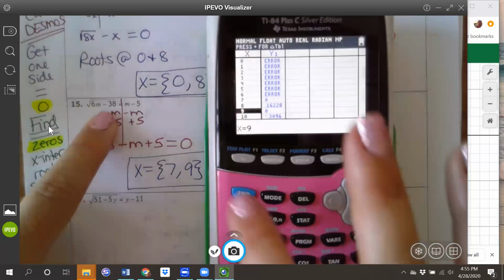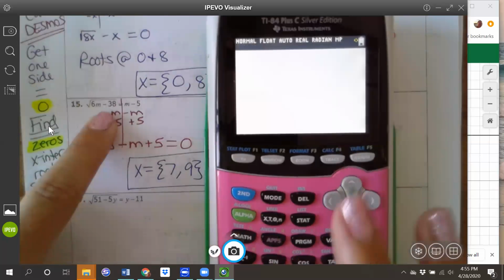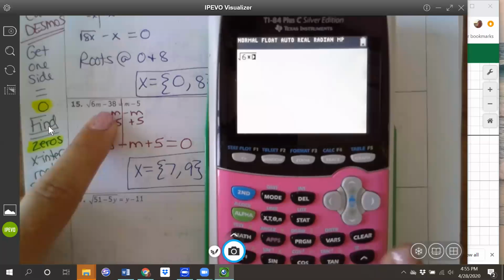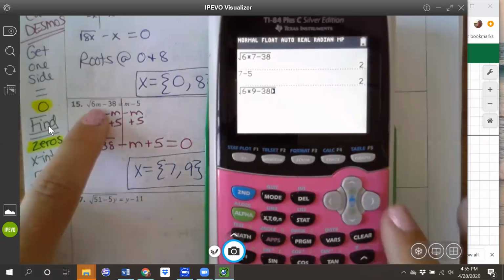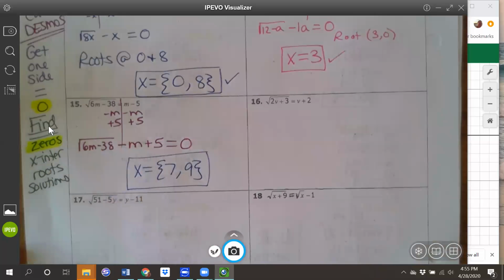So I've got square root 6 times 7 minus 38. That is the left. And then 7 minus 5, that's the right. So 7 checks out. And now 9. So square root of 6 times 9 minus 38. That's the left. And then 9 minus 5, that's the right. All right, cool. So both of those numbers check out.